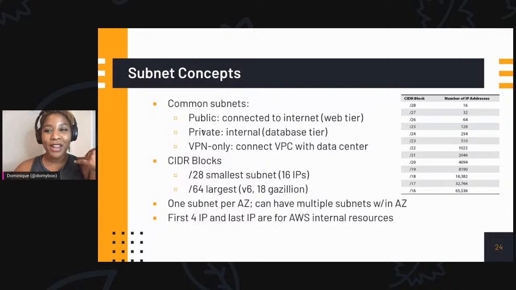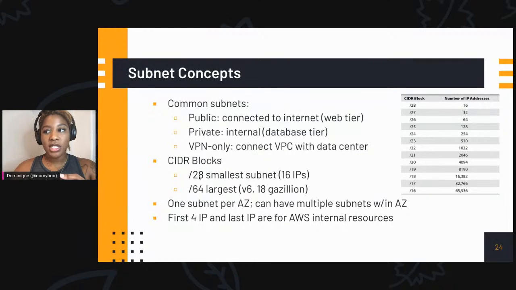Anyway, some common subnets. Of course, you have public, private, and VPN only. Pretty self-explanatory. Public is for the internet. Private is for internal. VPN only is to connect your VPC with the data center. Some key tips they put in the book: there are different tiers. If you're asked about a web tier, which means you have a web server out to the public, that's always going to be associated with your public subnet. If you have a database, you should always put that in your private subnet.